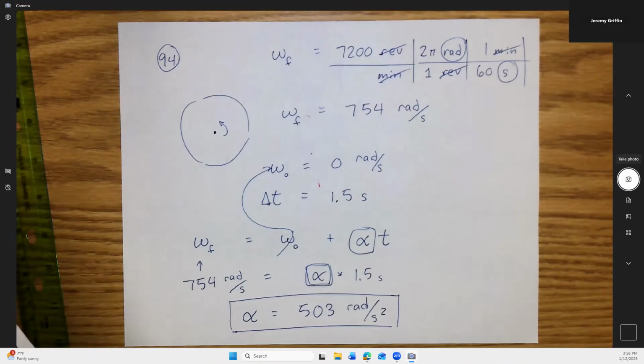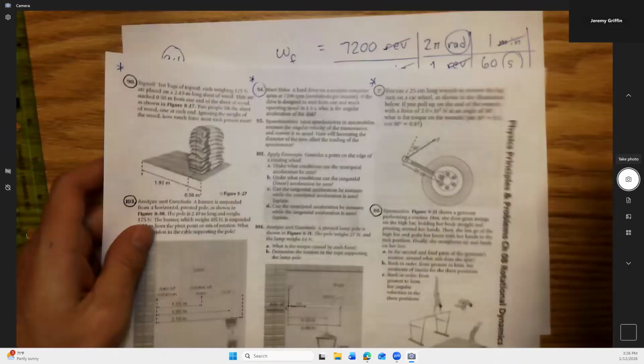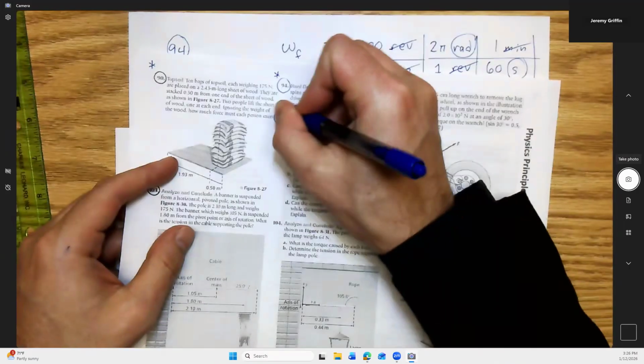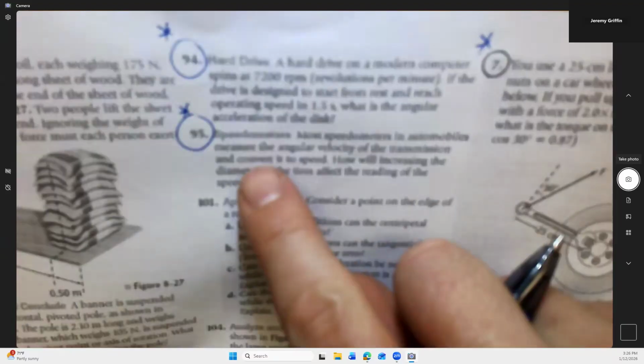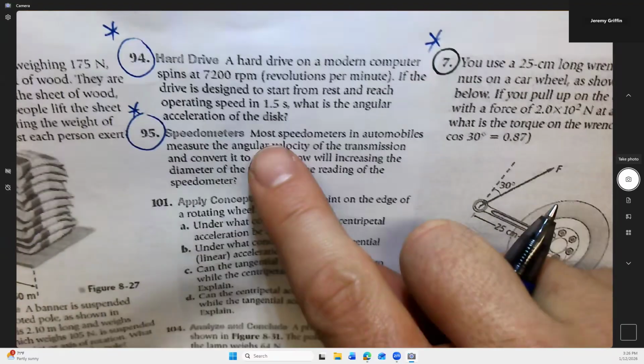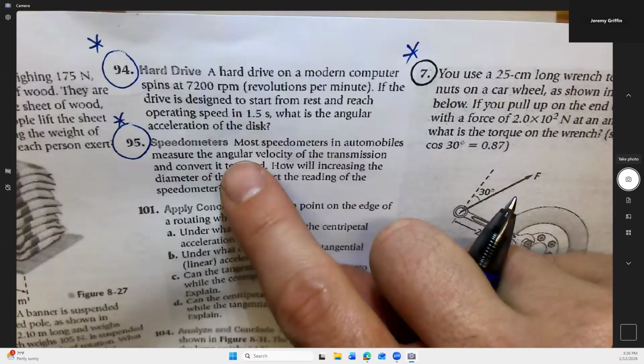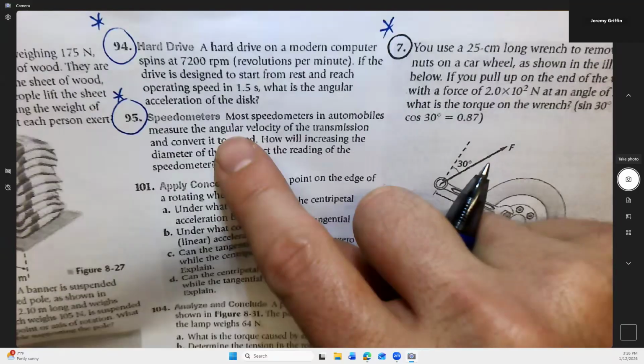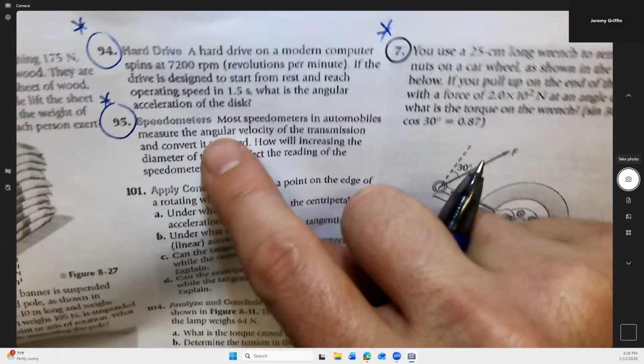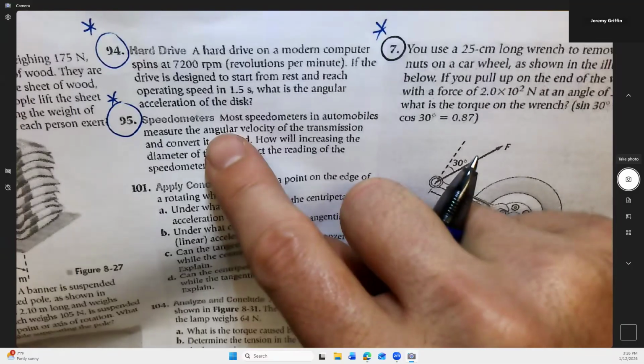Okay. Thank you. Yeah, so last one. Let's do right beneath it, number 95. I'll start that one because we're doing those together. Number 95. Speedometers. Most speedometers in automobiles. Like, guys, if you drive your car and you look at your dashboard, it says you're going 45 miles an hour. Okay, that must be my speed. How does the car know?